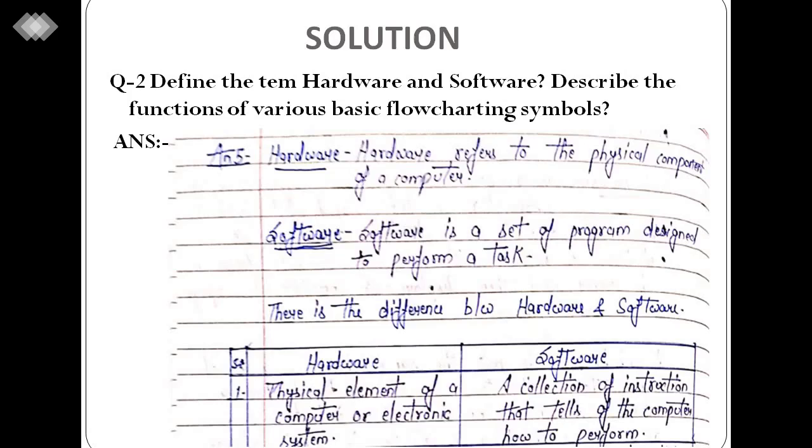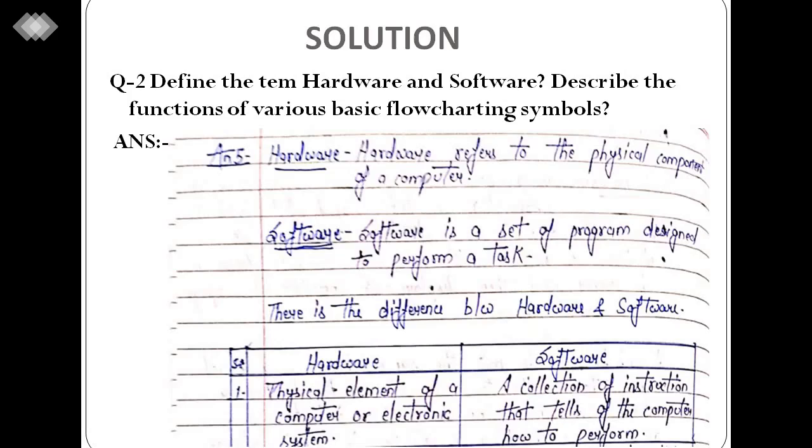Now in this slide we will move to further questions, that is: define the term hardware and software and describe the functions of various basic flowcharting symbols. We will attempt this question starting with the definition of hardware and software. Hardware refers to the physical components of a computer. Software is a set of programs designed to perform a task. But there is a difference between hardware and software.